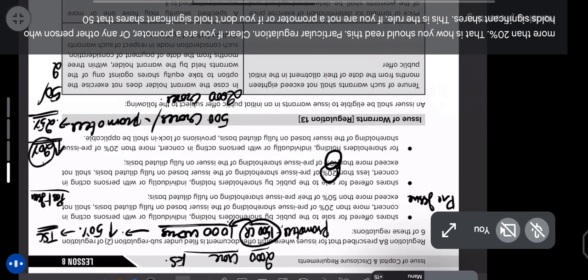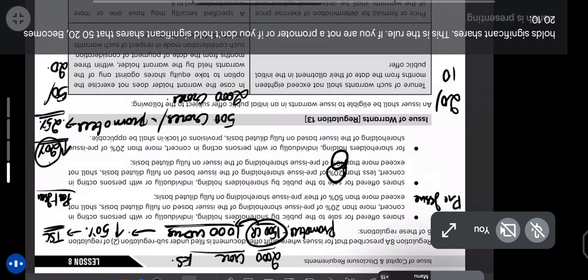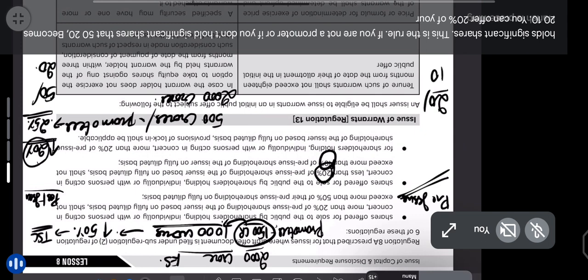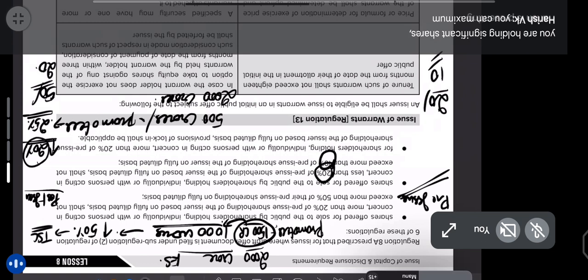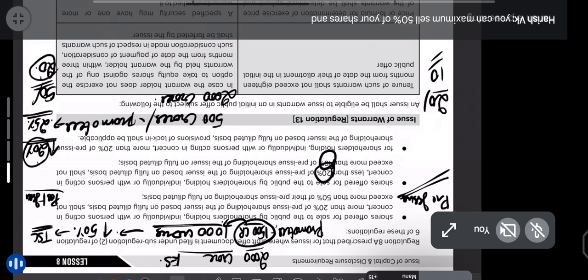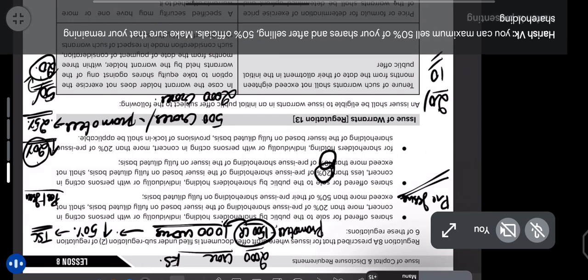If you're a promoter or any other person who holds significant shares, this is the rule. If you're not a promoter or if you don't hold significant shares, that 50-20 becomes 20-10. You can offer 20% of your pre-issue share capital, and post-issue at least 10% you should hold in the company. And if you are holding significant shares, you can maximum sell 50% of your shares, and after selling 50% of your shares, make sure that your remaining shareholding is at least 20% in the company.